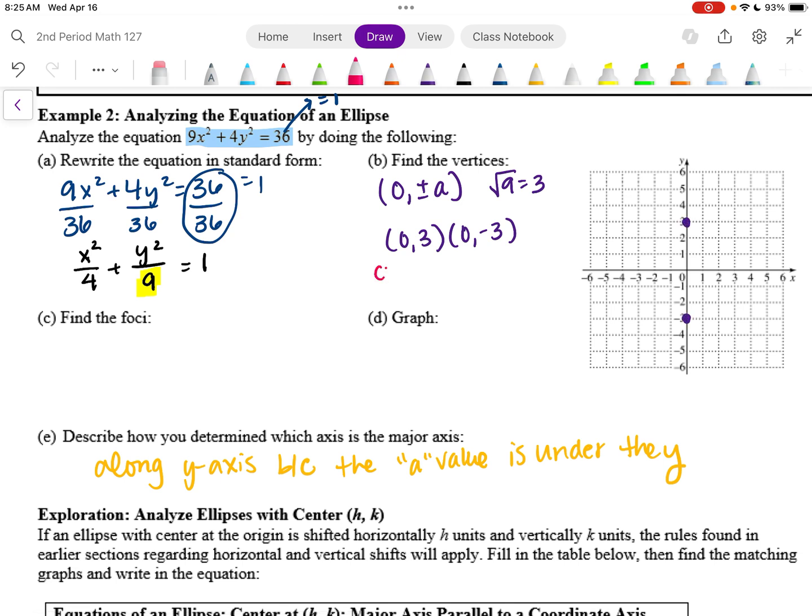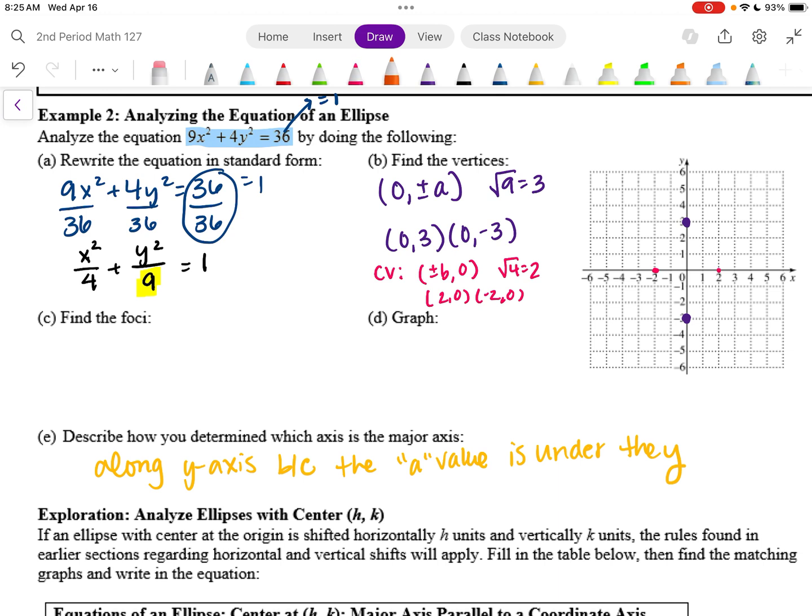I could quickly find my co-vertices. That is going to be now plus or minus b, comma, 0. So that's the square root of 4, which is 2. So this is going to be 2, 0, and negative 2, 0. Again, I do this to help me make my graph.